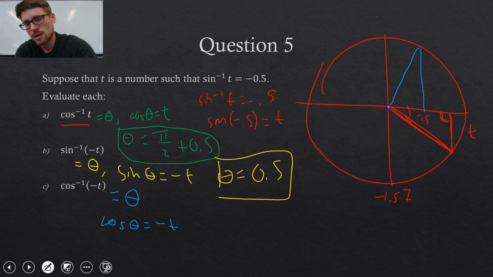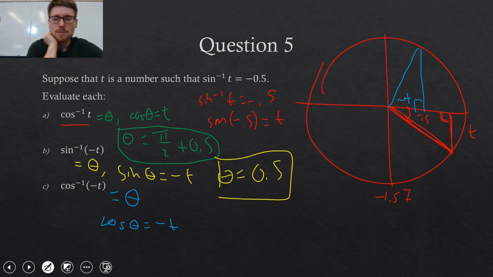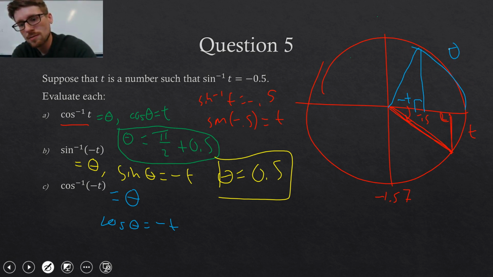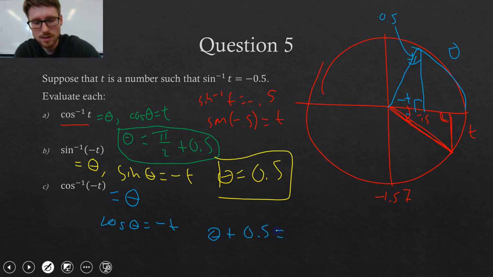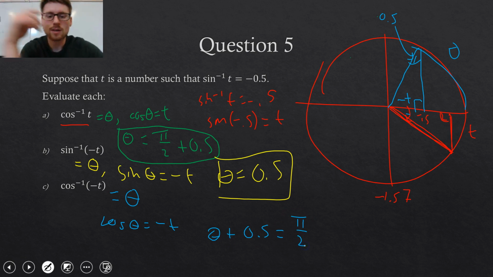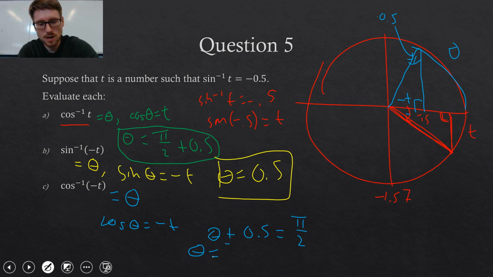So I need my angle to have an x that's negative t. All right, so this is theta. That's the theta we want. And again, we can see this is 0.5. These are congruent up here. So this angle is 0.5. And so theta plus 0.5 equals pi over 2. Those angles add up to pi over 2. And so theta equals pi over 2 minus 0.5.